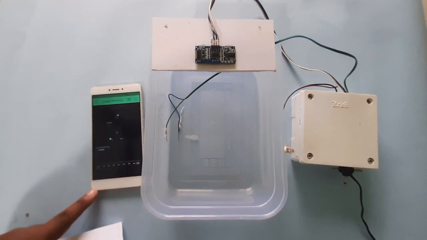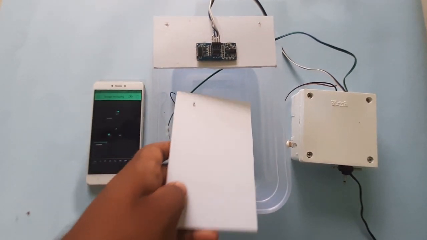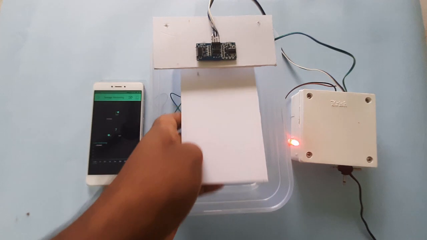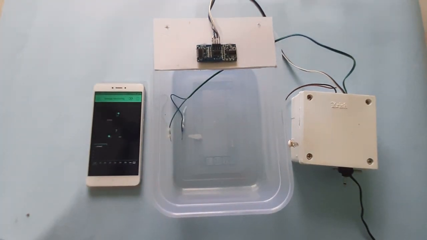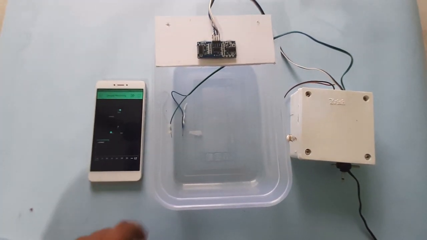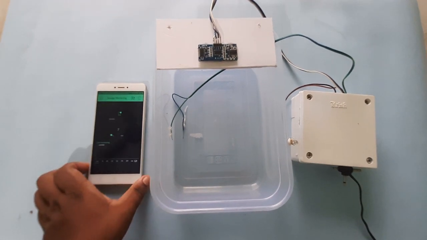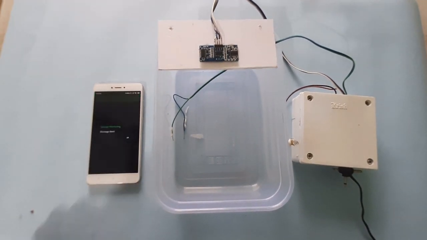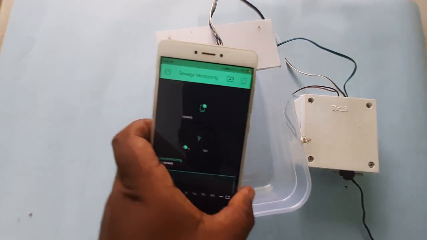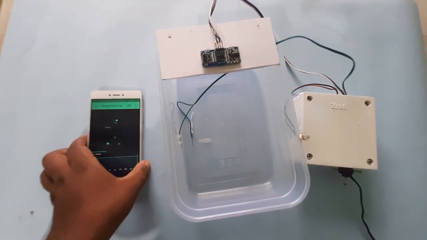Let's see whether a notification will be received or not. Here I have made a blockage. You can see the red light is glowing, which means a blockage is there, and we should receive a notification on our IoT cloud. Look, here is the blockage notification saying that there is a blockage.